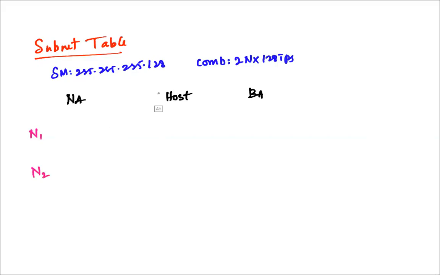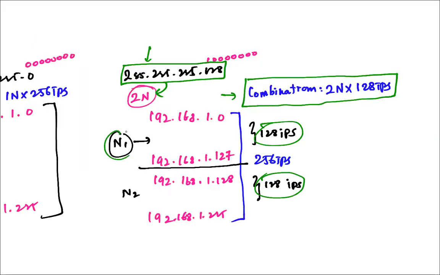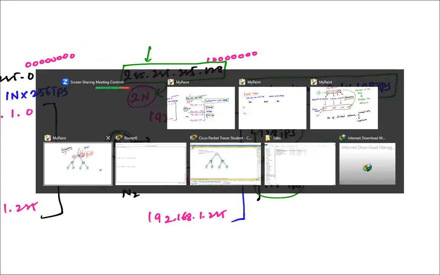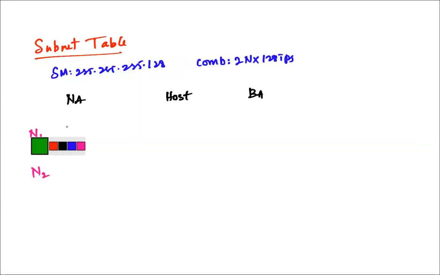What is network number one? Where does it start from? It starts from 1.0 and ends at 1.127, right? Let me write that here. Network number one starts with 1.0 and ends at 1.127. What is the host IP? The host IP is 1.1 to 1.126. You got the point?